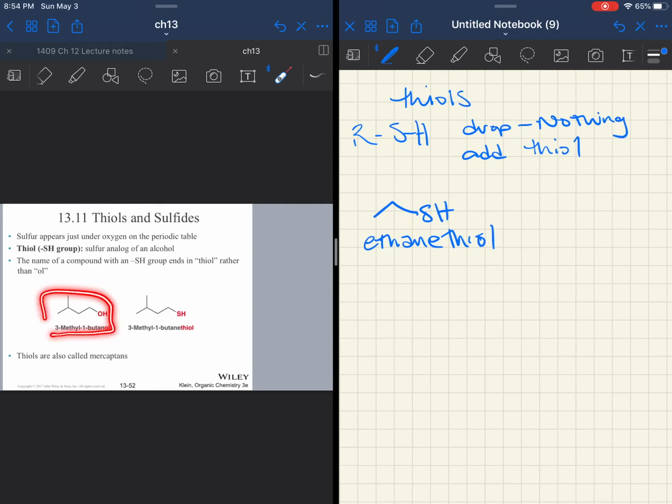Here, if it was an OH, it would be based on butanol. But when it's an SH, you still have butane and then thiol. You do have to put a number where the thiol is, so you do see the 1 there.